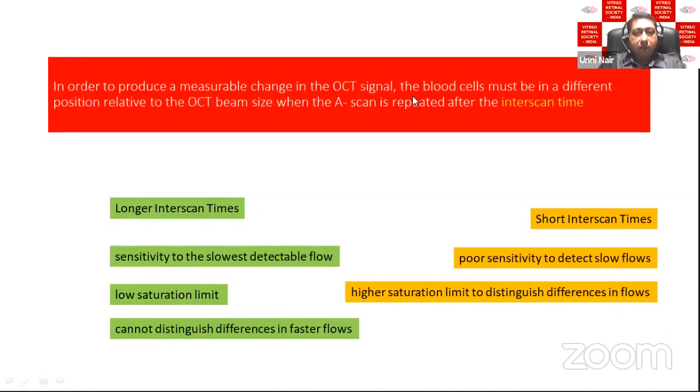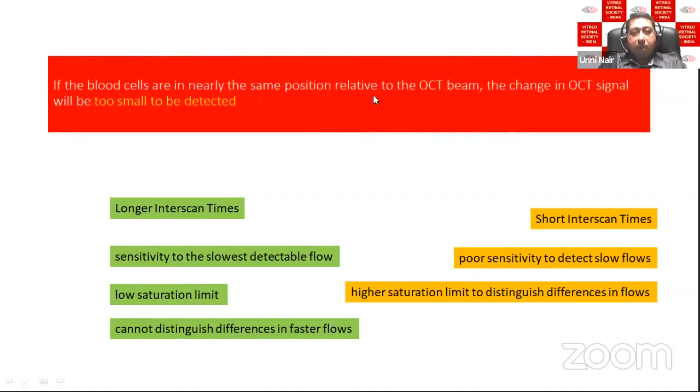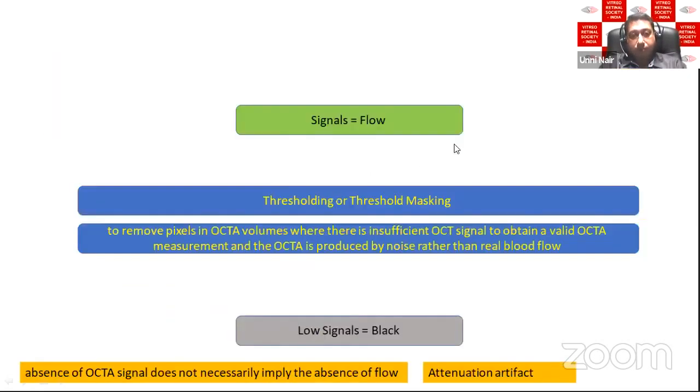To summarize this, the blood cells should have moved on for it to be detected by the machine, and it should be dependent on the interscan time. If the blood has hardly moved, that's a very small interscan time, the movement will not be detected. So there are two concepts here. The first concept is sensitivity. As I said, the longer the time, the more sensitive. However, if there is a faster movement of RBCs and you have a longer time, many RBCs would have moved across, and this particular machine would not be able to detect the difference in faster flows.